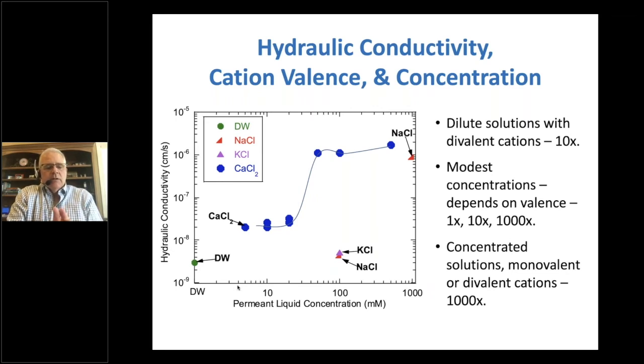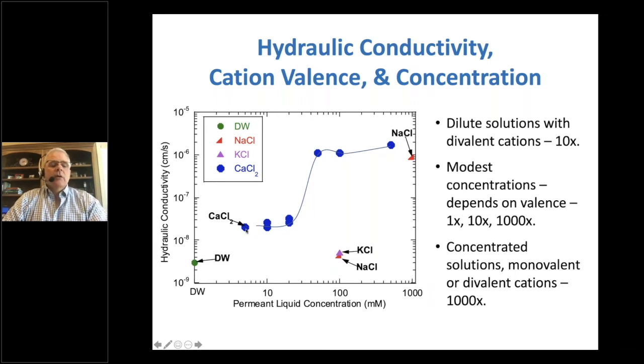Now, let's just change that liquid. Instead of using deionized water, distilled water, let's use a dilute calcium solution. And here I've used something very dilute, but it's calcium. It's divalent. And those divalent ions are going to interact differently with the bentonite. It's 5 millimolar. That's like tap water. Do the same experiment, and it's 10 times higher, right?